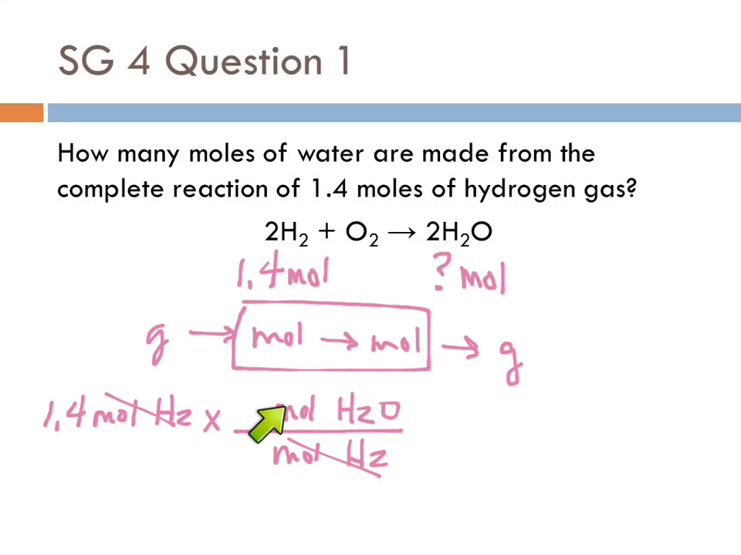This is a mole ratio. It's moles of something and moles of another thing as a fraction, and a ratio are really the same thing. We need to know how many moles of water per how many moles of H2. And the numbers here come from this equation. The balanced chemical equation tells us 2 moles of hydrogen would produce 2 moles of water. And so there's 2 here and 2 there.